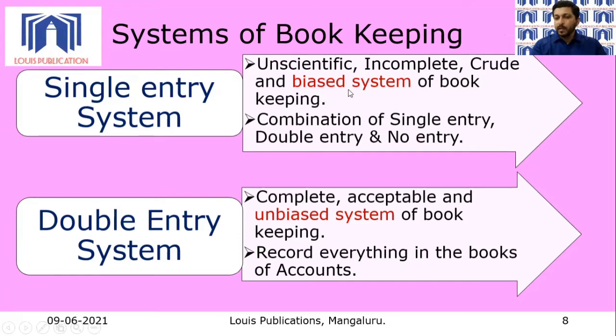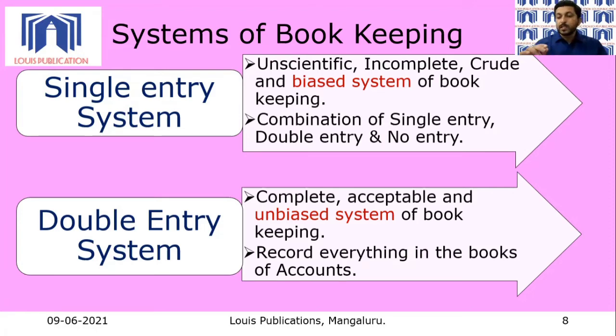Why do I say biased system? Because here the business person decides what to record and what not to record. If the businessman feels that this is important, he will record it. If a particular transaction is not important, it will not be recorded.